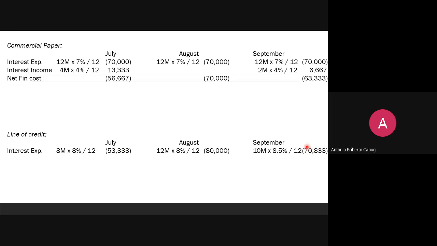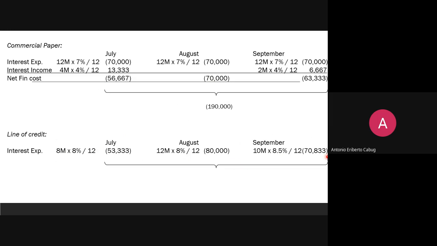70,833. Okay. If we will take the total of the financing cost for the commercial paper, it's $190,000 combined. Sa line of credit, when we combine this, that would be $204,167. Mas mura kapag gumamit tayo ng commercial paper. Tama? Mas mura kapag gumamit ng commercial paper. Okay? Magkano? Yung difference niya ay 14,167.